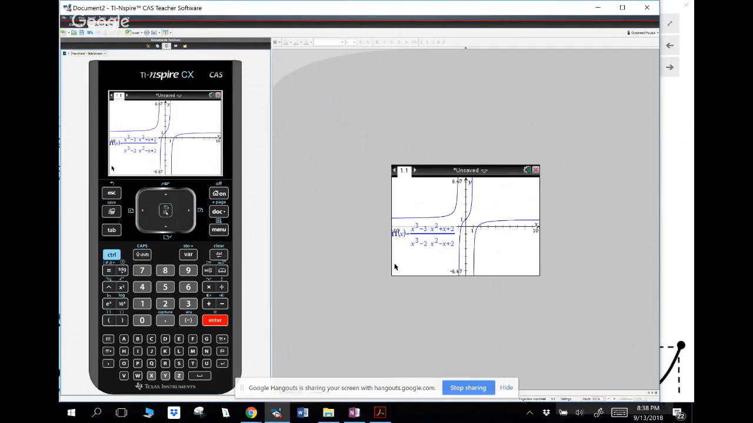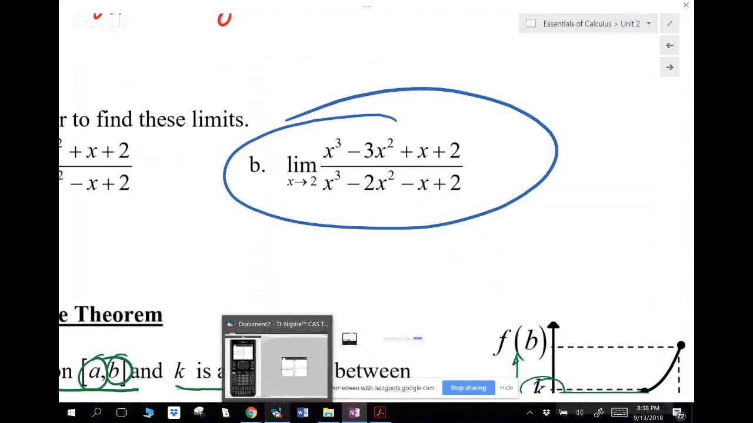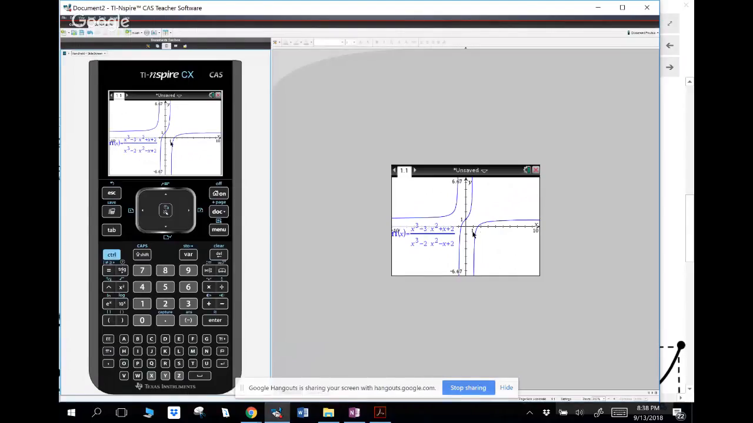Okay, so now what are we looking for? We're looking for the limit as x approaches 2. It looks to me like it's going to be some value right there, right? The limit as x approaches 2, there's 1, and there's 2. So it's going to have some value right here.